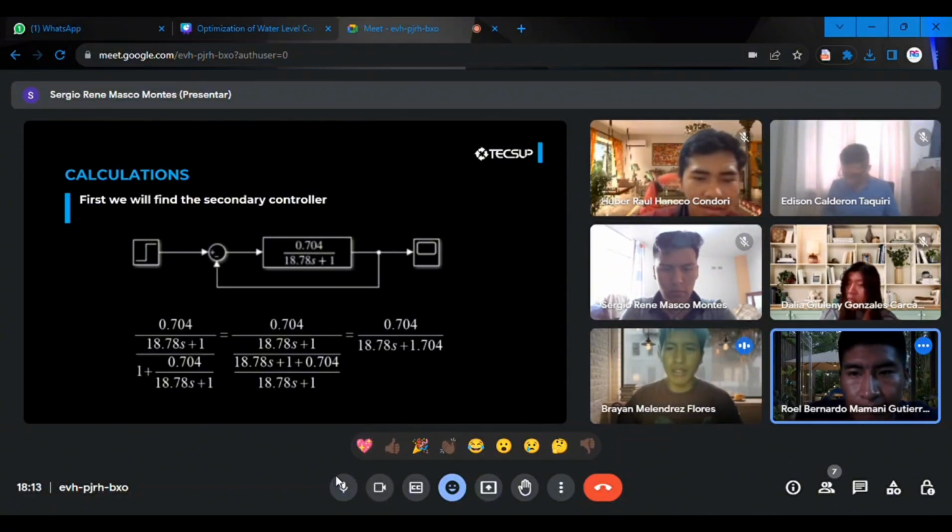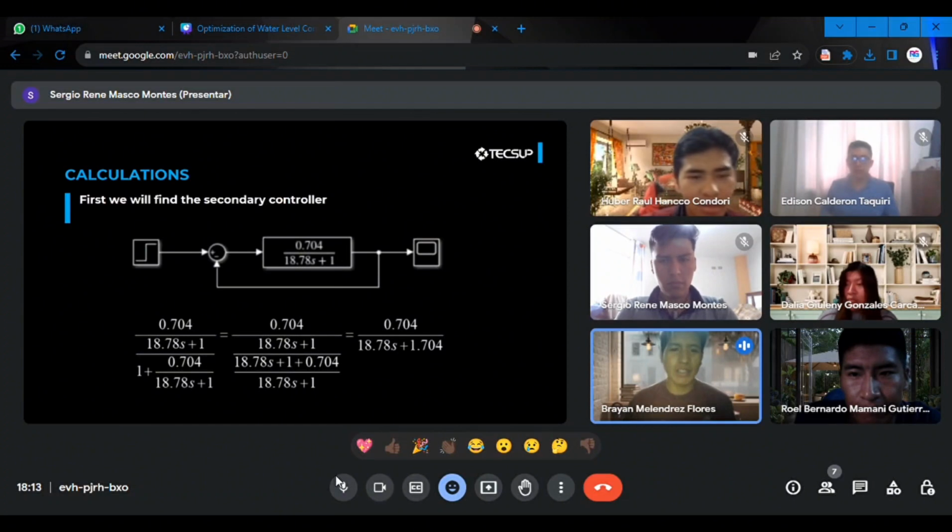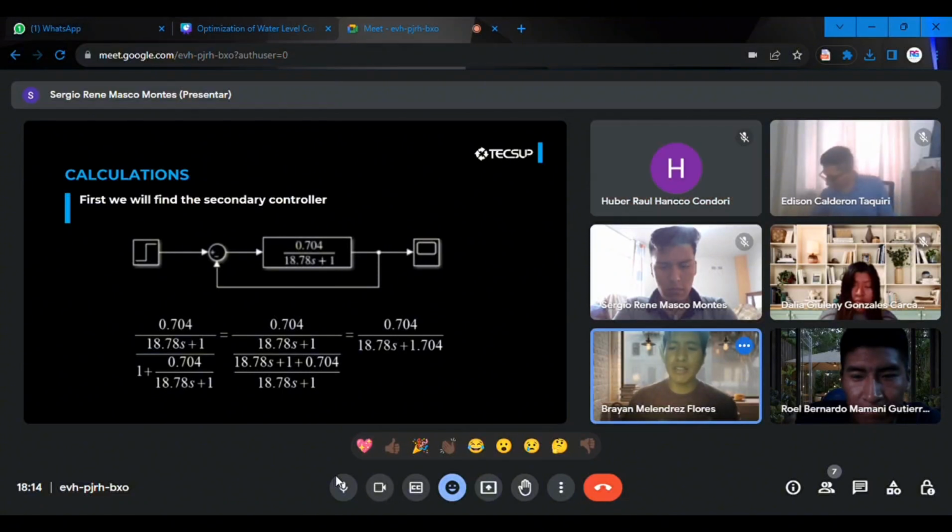Okay, I will continue with the exposition. Calculation. First, we will find the secondary control. We will be able to find the secondary driver. Deploying all of these, we will obtain a result that is the following: 0.704 over 18.78 plus 1.74. Next.